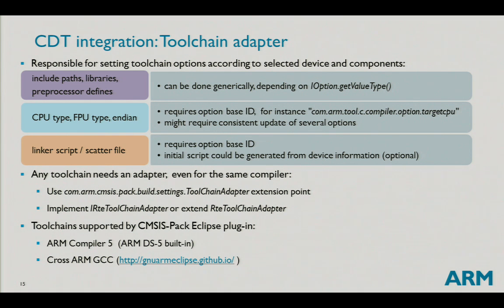So actually the toolchain here is used in terms of the managed build system. That's not an executable which runs, that's the Eclipse integration of that executable. So we need to know this ID, and for some options, like the linker script, we should be aware that it could be generated. We also have to manage it. And any toolchain therefore needs an adapter. Even if it refers to the very same compiler, you need to provide an adapter.